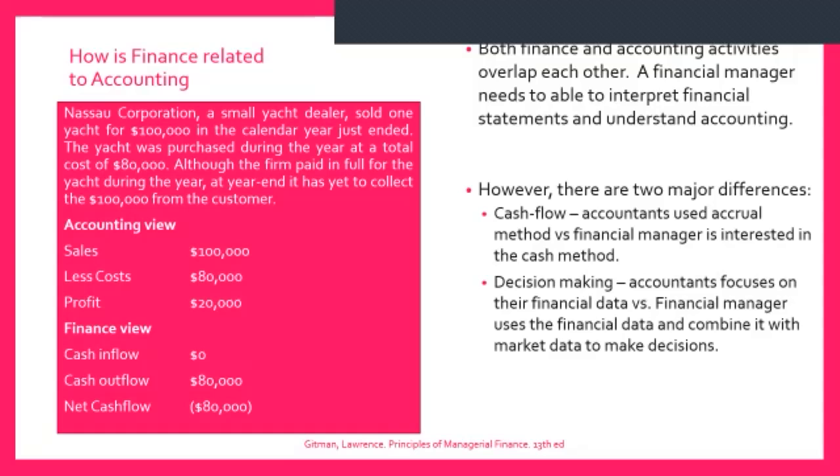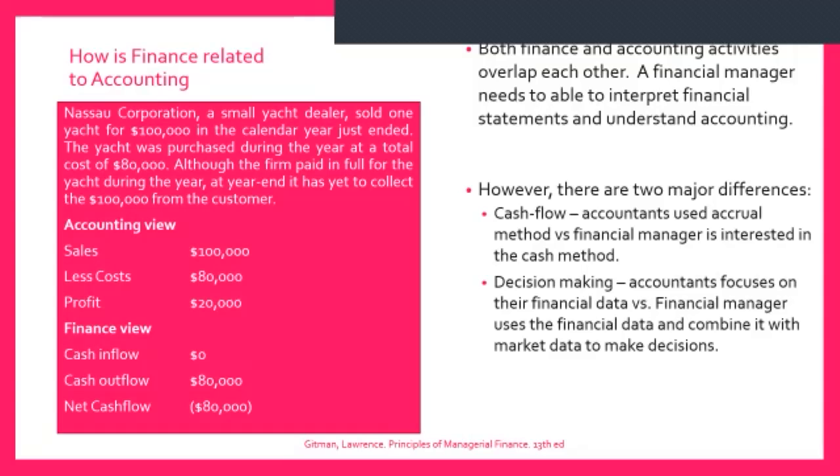At the end of the year, it has yet to collect the 100,000 from the customer. So what are we seeing here? They bought the yacht for 80,000. They sold it for 100,000. However, the customer has not paid in full as yet. So in the accounting books, it will be recorded as purchase 80,000, right? Sales 100,000. So as far as the accountant is concerned, we've made a profit of 20,000. The financial manager now looks at the cash flow that comes in. So how much cash flow came in from this yacht? None.